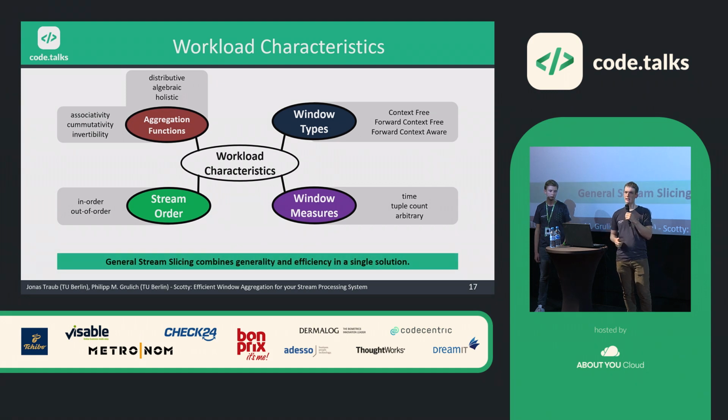So the nice thing about the Scotty window processor is that we basically have one general solution which combines the generality of more complex techniques, which are less performant, with the efficiency of the slicing optimizations in a single solution. And I want to give you one more example here which illustrates a bit more the impact of those workload characteristics I mentioned on these slides.